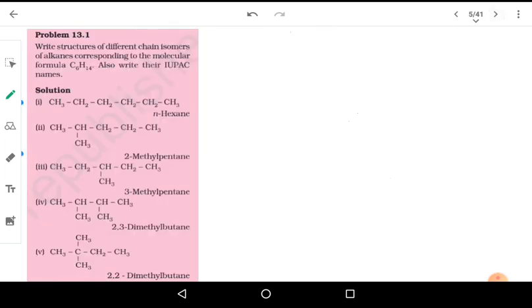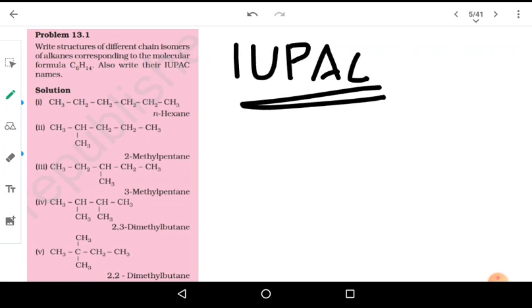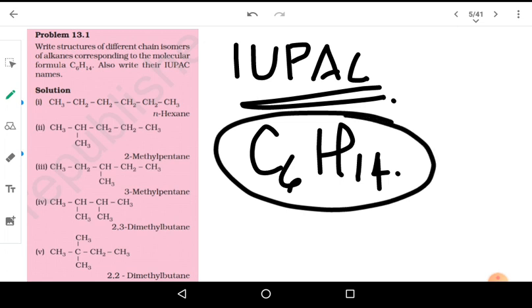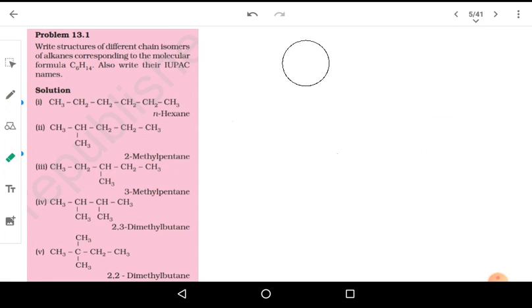Now let's move on to the IUPAC nomenclature. Here I have taken the example of C6H14. We are going to construct the isomers of C6H14 and name those compounds according to the rules of IUPAC nomenclature. So let's get started. Let's make the isomers one by one. Before that, what are isomers? Isomers are basically compounds which have the same molecular formula but different structures.